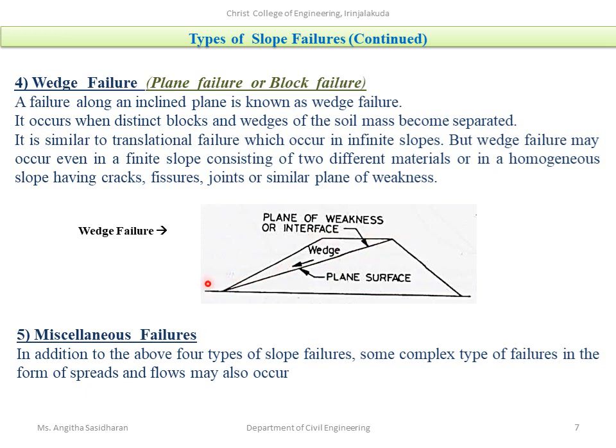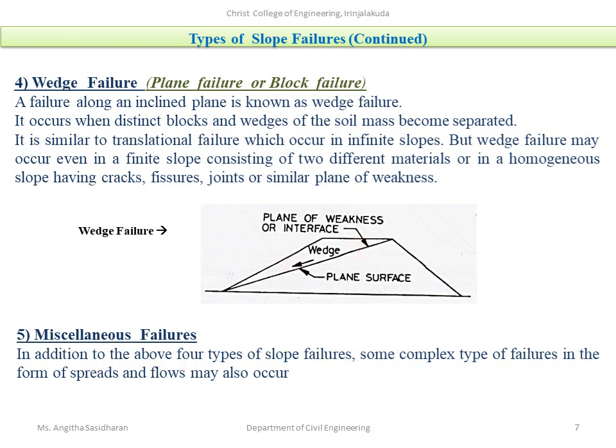So a wedge portion is being displaced; the slope failure is occurring by the movement of a wedge portion. It is similar to translational failure, which occurs in infinite slopes, but this type of failure may occur even in a finite slope consisting of two different materials, or in a homogeneous slope having cracks, fissures or joints, or a similar plane of weakness. So if there is a plane of weakness in a finite slope which has homogeneous material, then this type of failure may occur. And what are the other types?